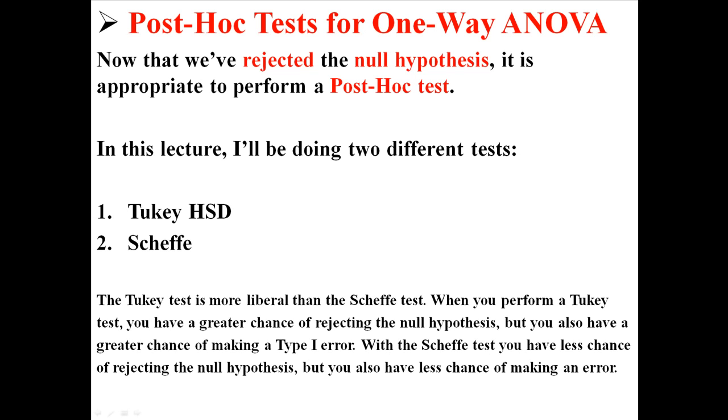Now, the Tukey test is more liberal than the Scheffé test. What that means is, when you perform a Tukey test, you have a greater chance of rejecting the null hypothesis, but you also have a greater chance of making a type 1 error. With the Scheffé test, you have less chance of rejecting the null hypothesis, but you also have less chance of making an error. So Tukey, you might find what you want, but there's a bigger chance you'll make a mistake. And Scheffé, there's a smaller chance you'll find what you want, but there's also a smaller chance you'll make a mistake. That's what that means.